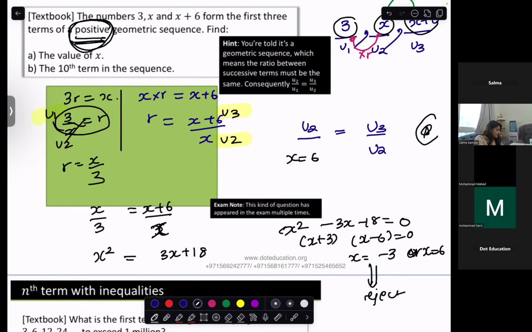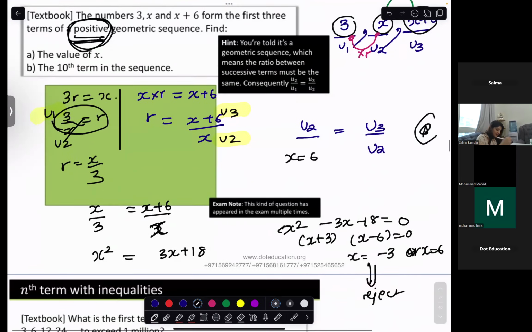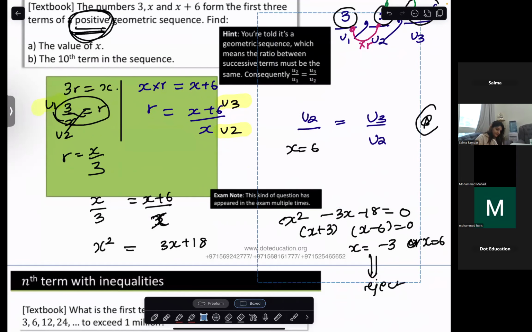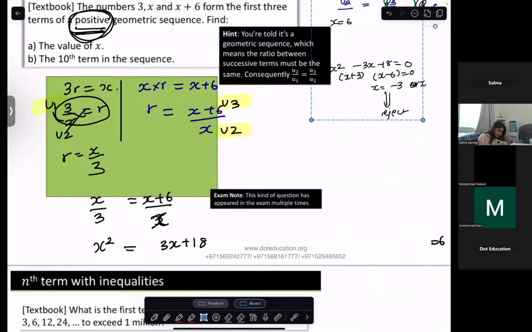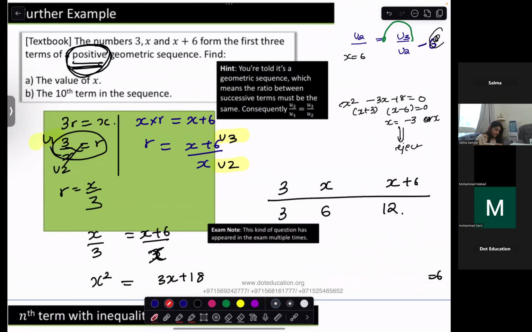I need to find my 10th term. Tell me, how would I find my 10th term? So we know that our a is 3. First of all, we need to write A, R, and N. A is 3, and R we can find by doing 6 divided by 3, since x equals 6 and x is the second term. So u2 divided by u1, so 6 divided by 3, which equals 2.